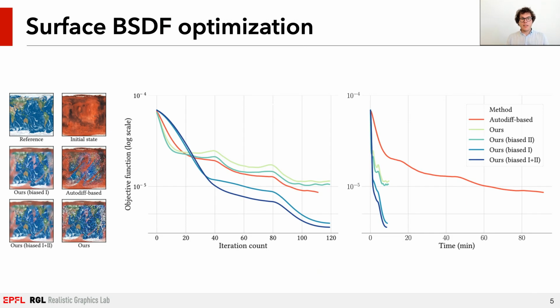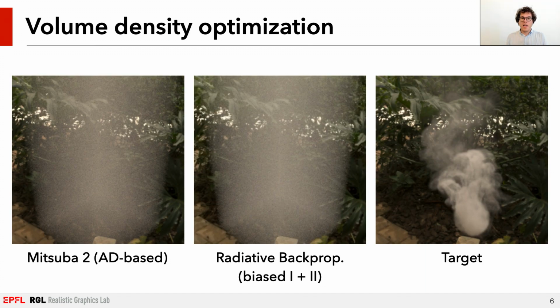Let's look at this other plot where we completely ignore runtime cost and just graph the convergence per iteration. What this shows is that the quality of the gradients is similar for all of these methods, again, with the biased ones having a slight advantage. And here's another example of 3D reconstruction of a smoke volume from a reference image. This is what it looks like when we run both Mitsuba 2 and this new method on the problem.